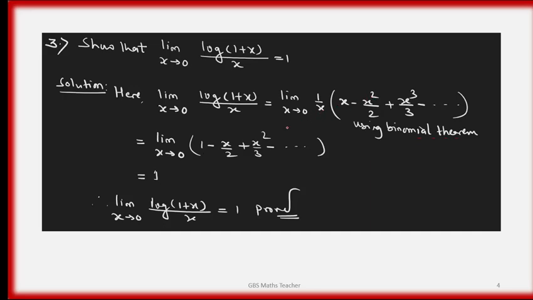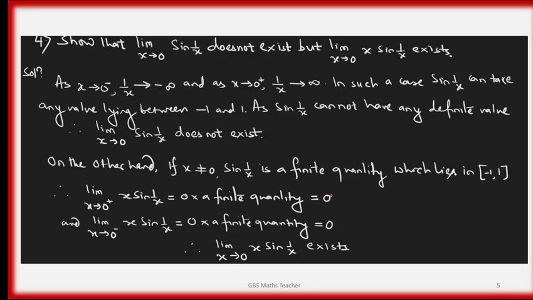Here x square and x cancel, x by 2 plus x square by 3 minus so on. Then while applying limit x tends to 0, other terms are 0, remaining 1, therefore limit x tends to 0, log(1 plus x) by x equals 1.